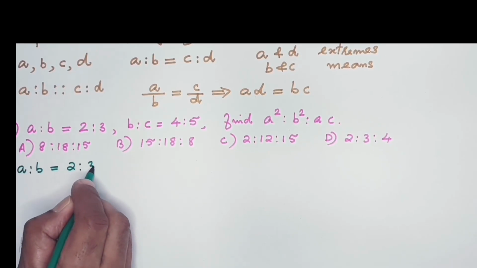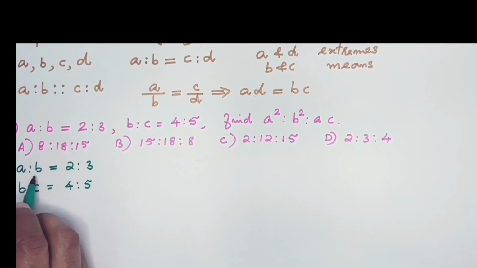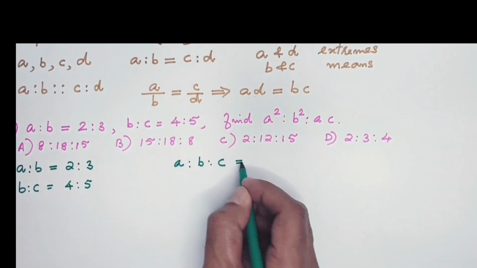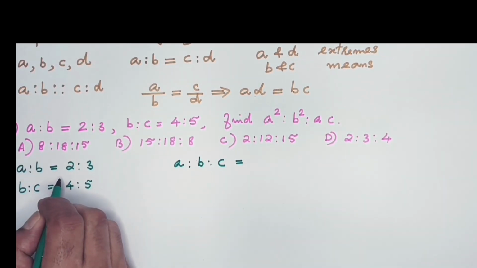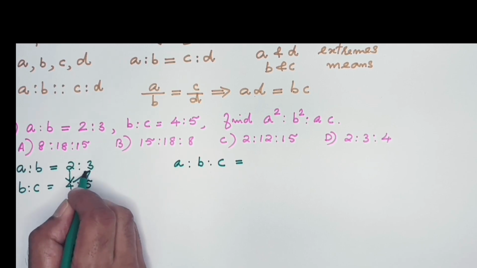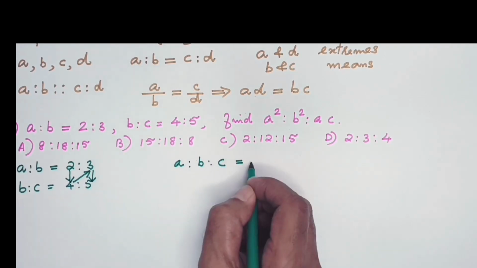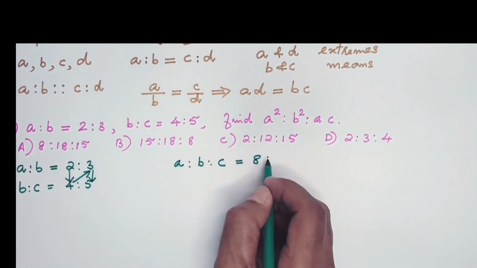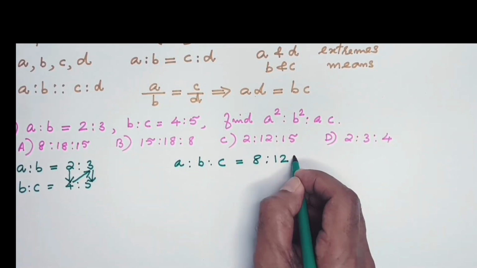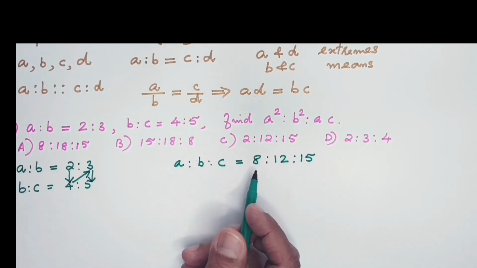Let me write the ratios again. 2 is to 3 and B is to C, 4 is to 5. Now, given two ratios with one term being common, we can combine and get A is to B is to C. There are different methods. I'll give you the shortest of all. There's no method shorter than this. What we do is multiply like this, 2 and 4, then multiply like this, 4 and 3, then again multiply like this. Okay, 2 multiplied by 4, 8. 4 multiplied by 3, 12. 3 multiplied by 5, 15. This is the shortest way to combine two ratios and find out A is to B is to C.